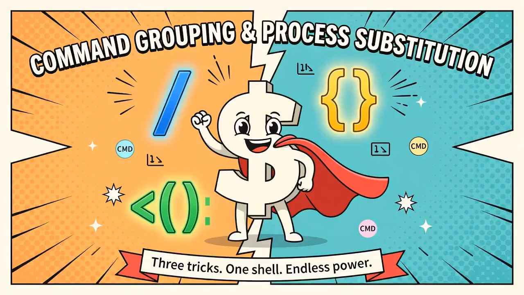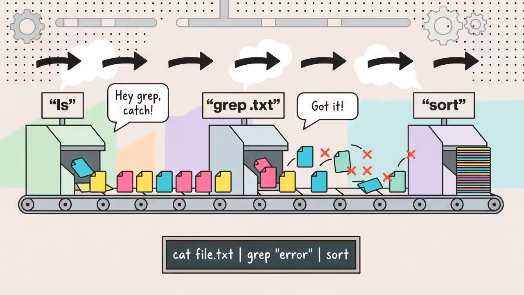Meet 3 of the shell's most powerful tricks. Pipes that stream data between commands, grouping constructs that sequence work in either the current shell or a child shell, and process substitution that turns command output into a real file name. Pipes, written as a single vertical bar, connect the stdout of one command to the stdin of the next, so data flows left to right without ever being written to disk. Think of it as a conveyor belt between machines. Each command reads from the previous output, and writes its own result for the next.